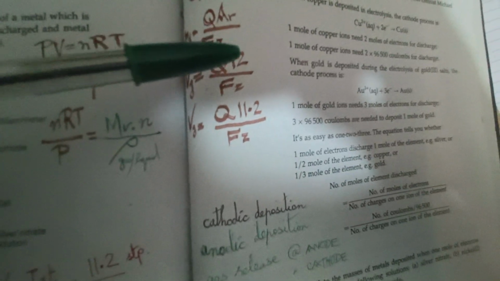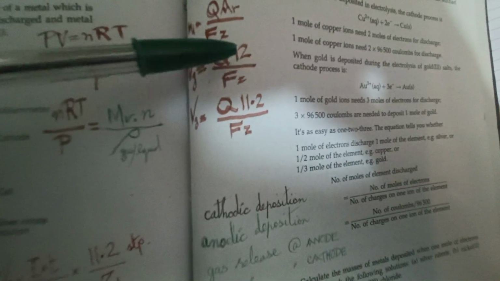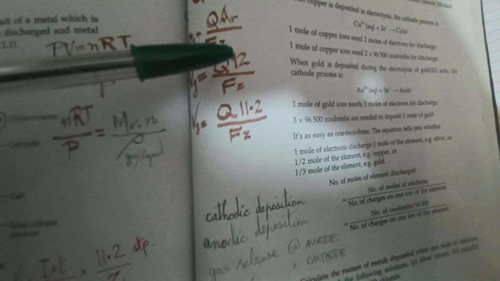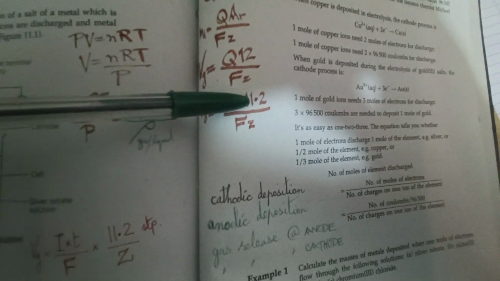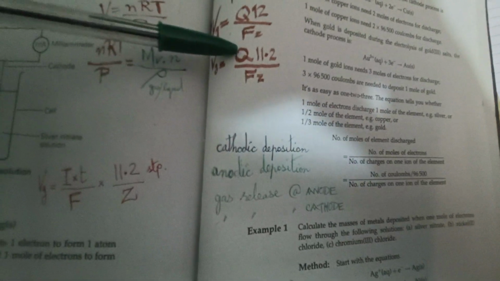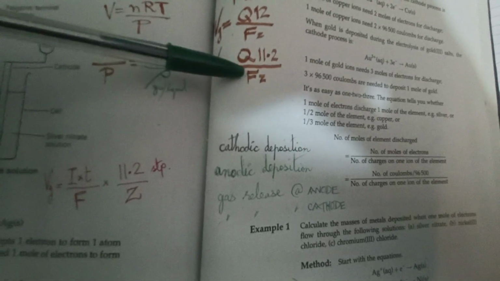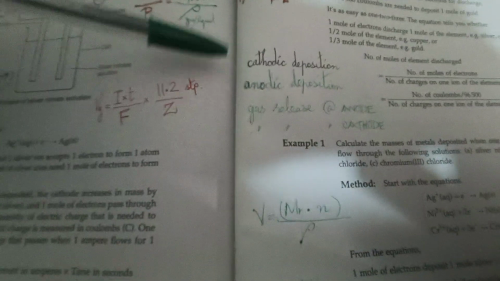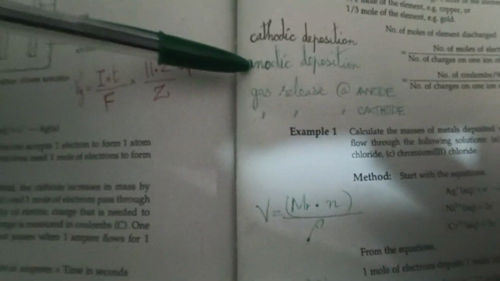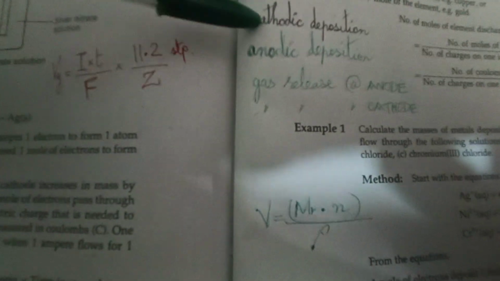Why? Because these molecules get split into nascent atoms, and each atom is then half of the molecule, and that's why we use 12, not 24, and 11.2, not 22.4. So the volume of gas released at the cathode or anode under STP would be IT times 11.2 divided by 96,500 times valency. So: cathodic deposition, anodic deposition, gas release at anode, gas release at cathode.